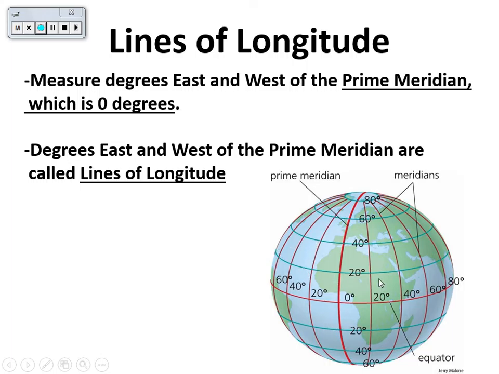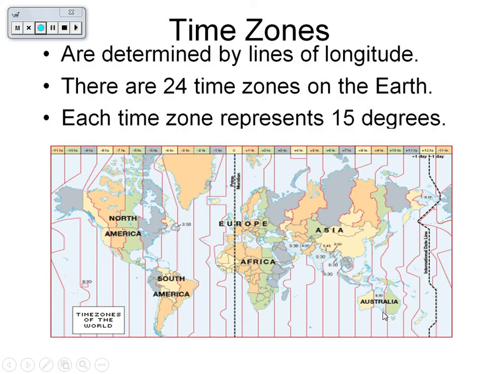Same for north and south. Time zones are going to be determined by lines of longitude. There's 24 time zones on the Earth's surface. That means somewhere on Earth it's every hour in a day. Every time zone is around 15 degrees, but as you can see, there are some countries that just choose to be all on the same time, like China. Almost all of Greenland is on the same time zone.